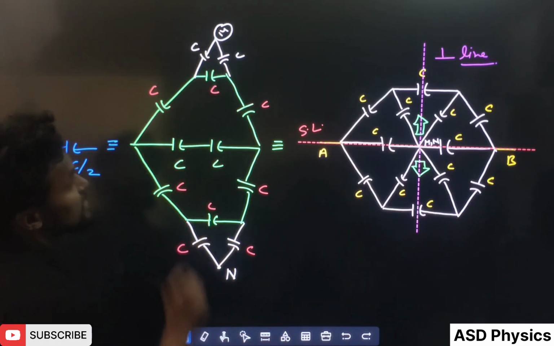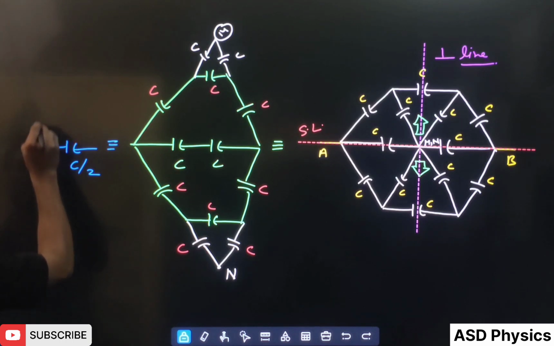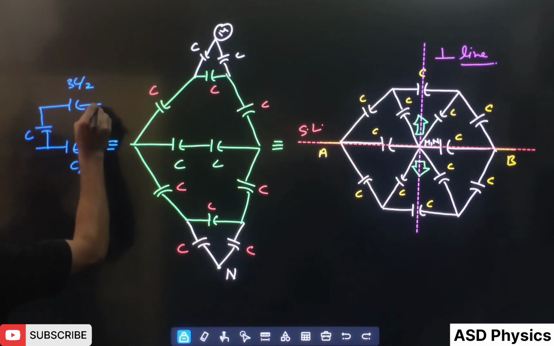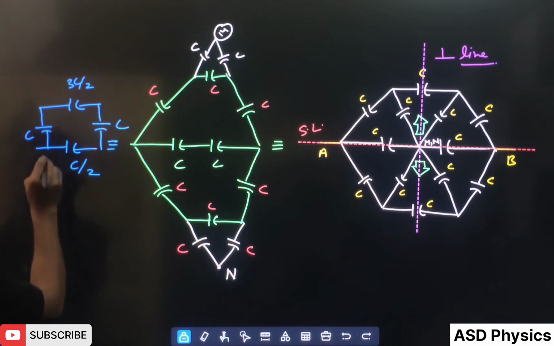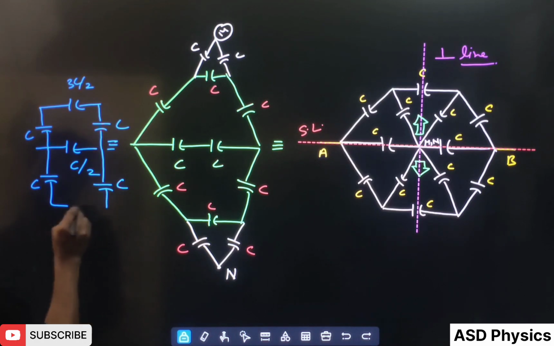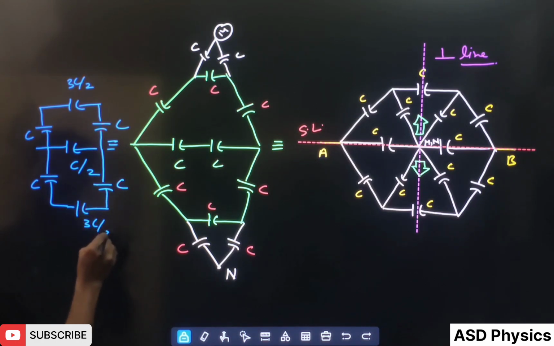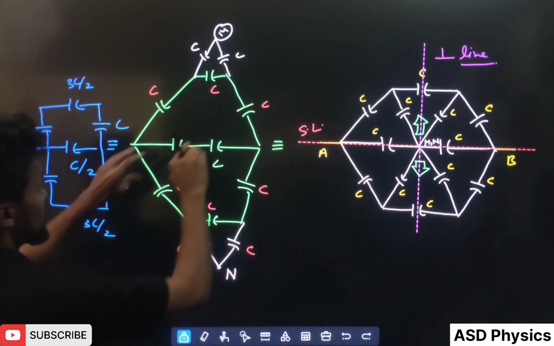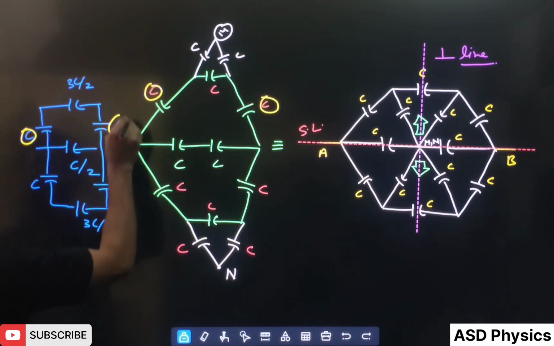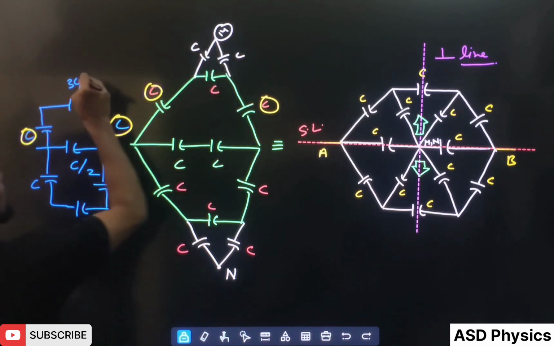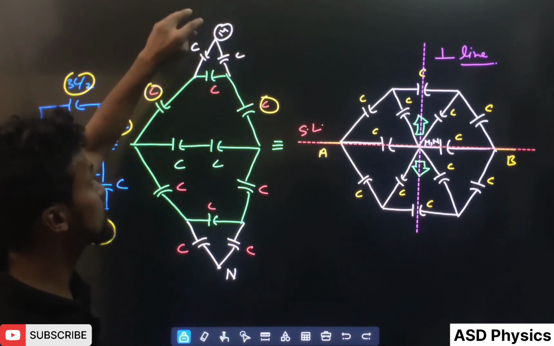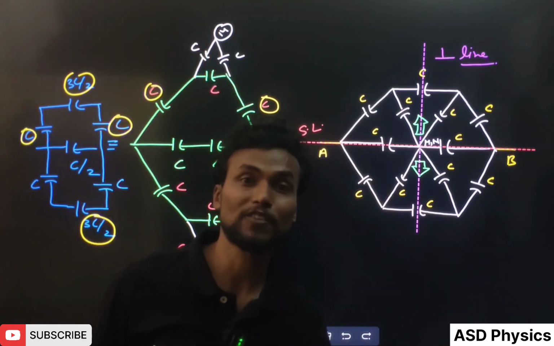And this C and this C are also in series here. I'll write it like this: C, C. This is 3C by 2. This is again C. Similarly, down here also C, this side also C, and here how much is there, students? 3C by 2. You can see very well. This C and C in series give C by 2, then C by 2 and C in parallel. So C plus C by 2 means 3C by 2.